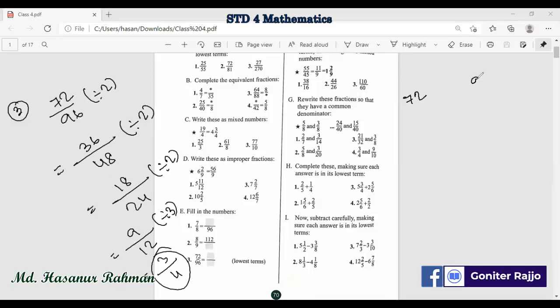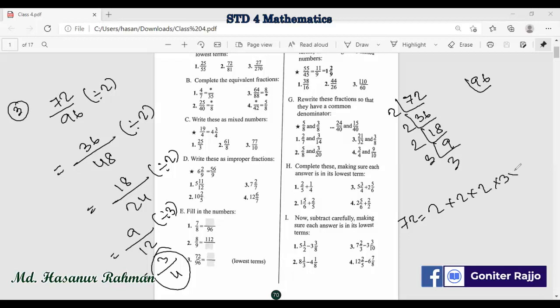If we find out the prime factors of 72 and 96, then we can easily find the lowest term. Because 72 divided by 2 is 36, 36 divided by 2 is 18, 18 divided by 2 is 9, 9 divided by 3 is 3. So 72 means actually 2 times 2 times 2 times 3 times 3.